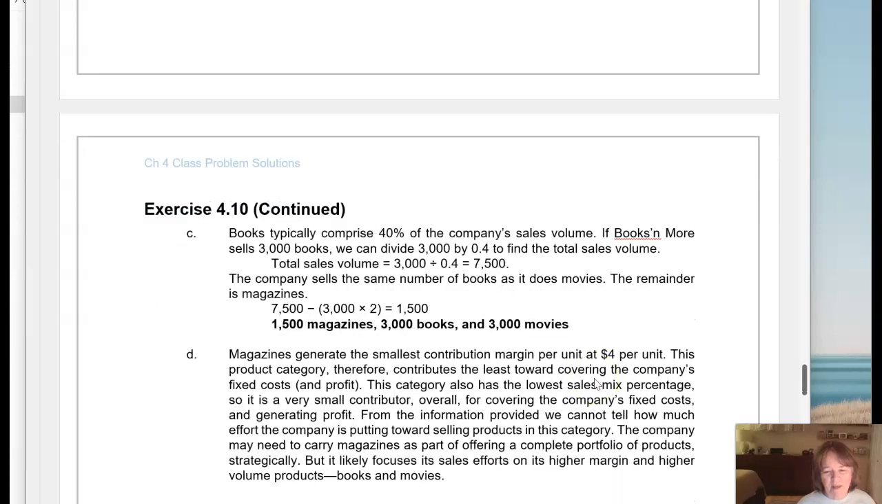The magazines create the smallest contribution margin per unit at $4. So it contributes the least toward covering the fixed cost.